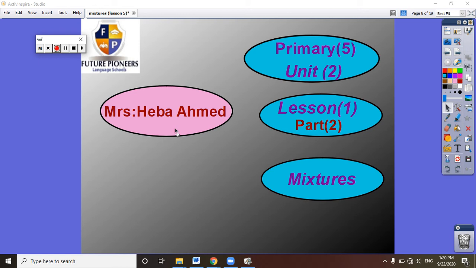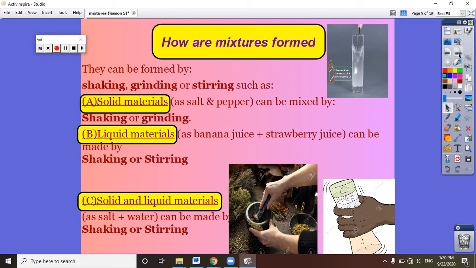Today we will complete our lesson in Unit 2, Lesson 1, which is mixtures. We will take part 2 from Lesson 1 in Unit 2. We know that matter is classified into two types, which are pure substances and mixtures. And we know the examples of mixtures, the types of mixtures, and also the properties of mixtures.